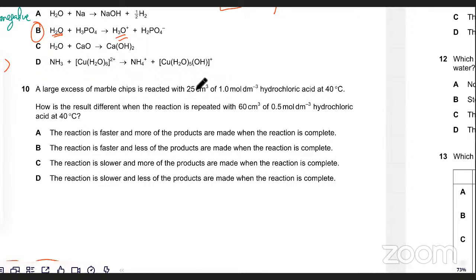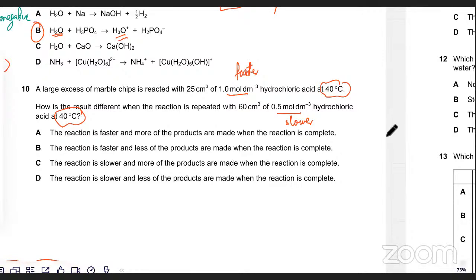A large excess of marble chips is reacted with HCl. How is this result different when the reaction is repeated with 60 cm3 of 0.5 mol per dm3 hydrochloric acid at 40 degrees centigrade? First thing, the reaction temperature is the same, so temperature is not a factor. This is a kinetics question. So temperature is out, it has no effect. This one is more concentrated, this one is less concentrated. So this one would be a faster reaction, and this one would be a slower reaction. Is this clear as well?